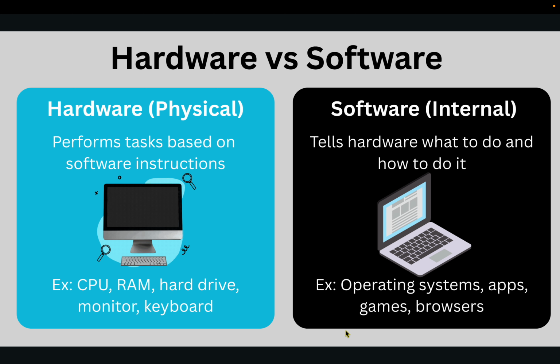So, for that case, software is going to be internal. That's everything you can't see, stuff you can't touch. And that is what's telling the hardware, hey, I need you to do this, I need you to do that. So, think of this as your operating system, whether you have Windows or Mac or Linux. Any applications, any games you like to play, and your web browsers like Google or Firefox.